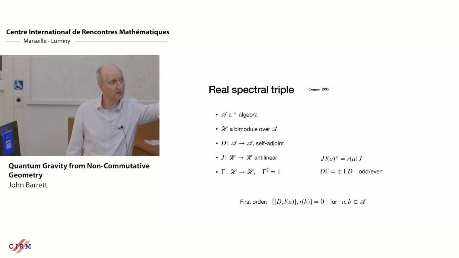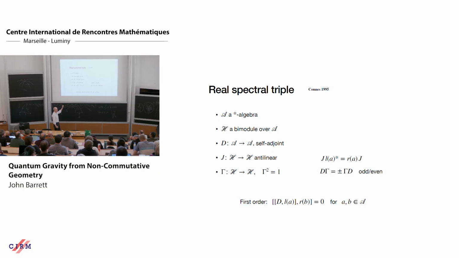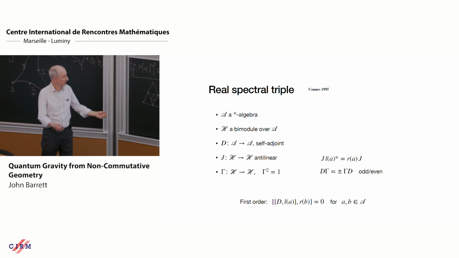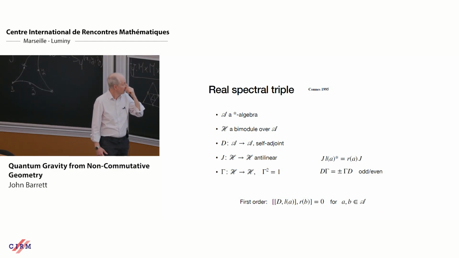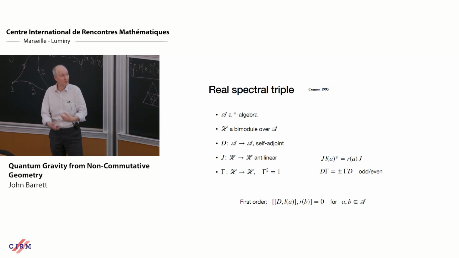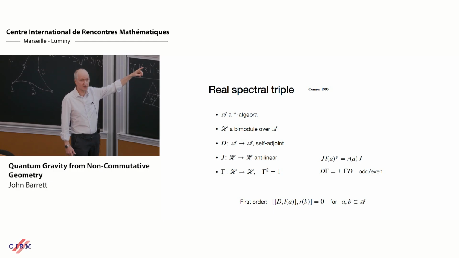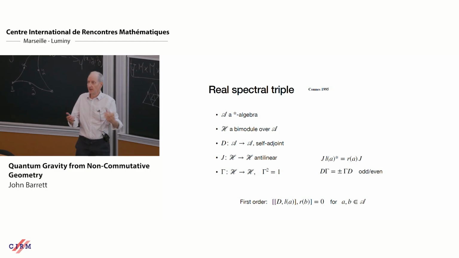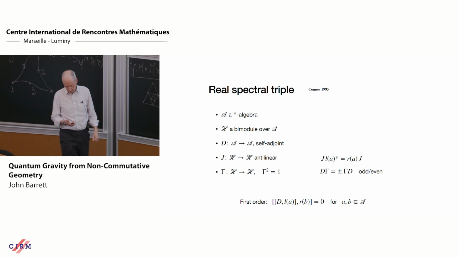Finally at the bottom here there's this very important first order condition, which is if you take the double commutator of the Dirac operator with the left action by some algebra element and then the right action by some other algebra element, you get 0 for any two algebra elements. And this is the non-commutative generalization of the condition that the Dirac operator is a first-order differential operator on a manifold. On a manifold, you have a commutative algebra, and the left and the right actions are the same. And then this condition just says that if you commute with a function twice, you get nothing, which is, of course, tells you it's a first-order differential operator.